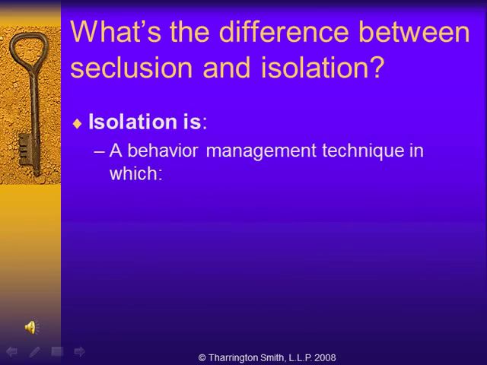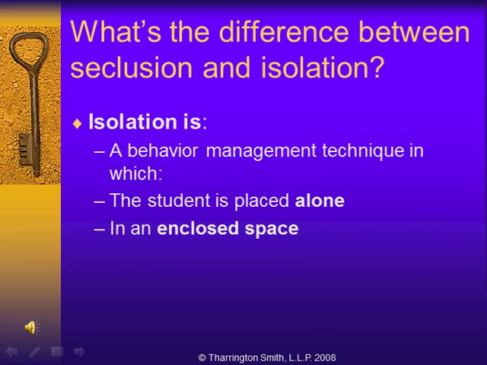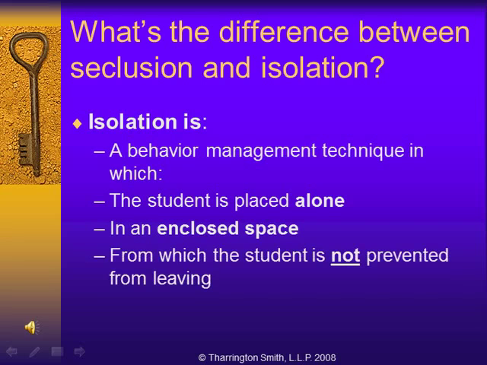Isolation is also a behavior management technique in which the student is placed alone in an enclosed space. However, when isolation is used, the student is not prevented from leaving, either through physical means or through his own limitations. So, both seclusion and isolation involve placing a student alone in a room or other enclosed space. However, when seclusion is being used, the student is physically unable to leave that space on his own. In contrast, if the student is able to leave on his own, that technique is called isolation.